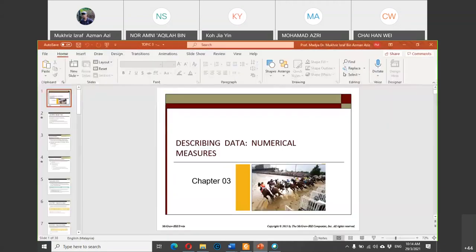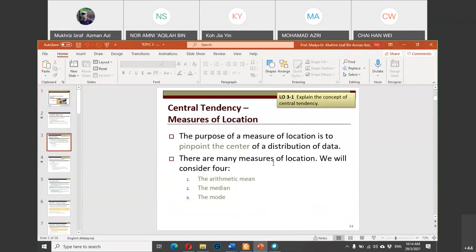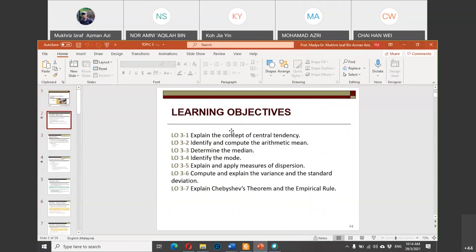So we go back to the slides. In chapter 3, if you look at the list of things that we need to learn: explain the concept of central tendency, identify and compute the mean, determine the median, identify the mode, explain and apply measures of dispersion, and number 6, compute and explain variance and standard deviation. This is what I mentioned just now. And lastly, these two theorems, Chebyshev's theorem and the empirical rule.